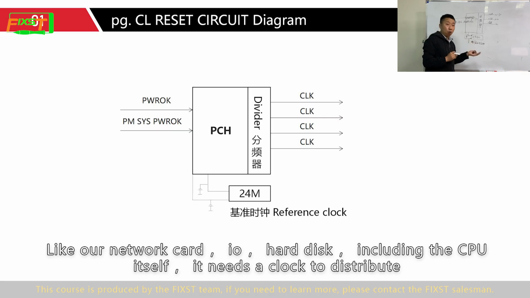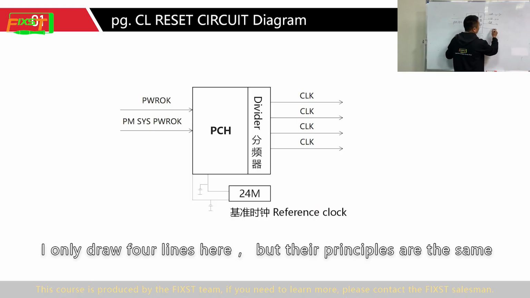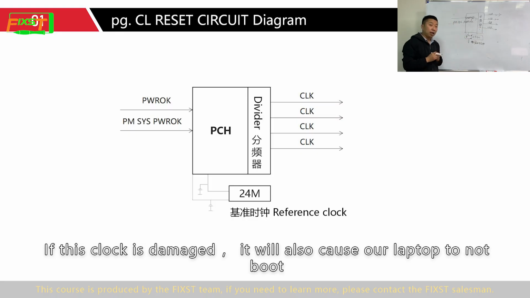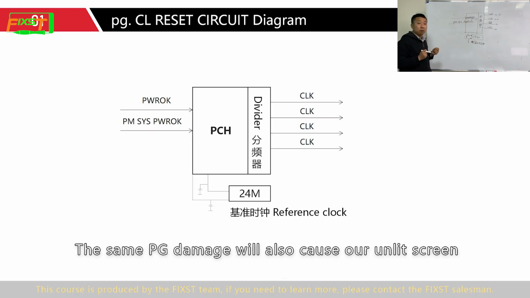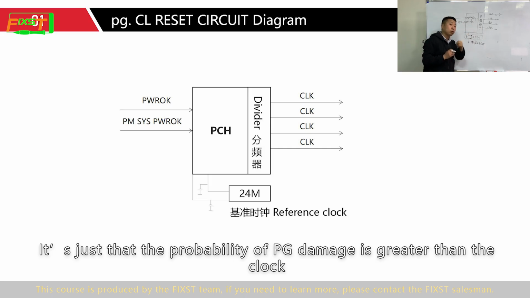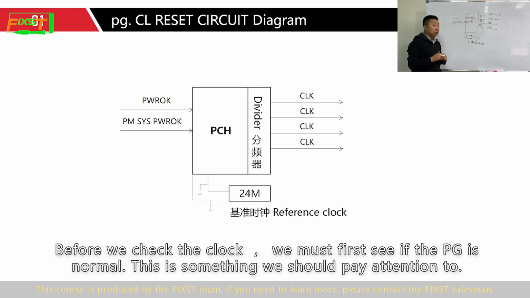Like our network card, I/O, hard disk, including the CPU itself, they all need a clock to be distributed. I only drew 4 lines here, but their principles are the same. If this clock is damaged, it will also cause our laptop to not boot. It can power on but the screen has no light. That means the clock is damaged. Likewise, PG damage will also cause the screen to have no light. It's just that the probability of PG damage is greater than the clock. Before we check the clock, we must first see if the PG is normal. This is something we should pay attention to.